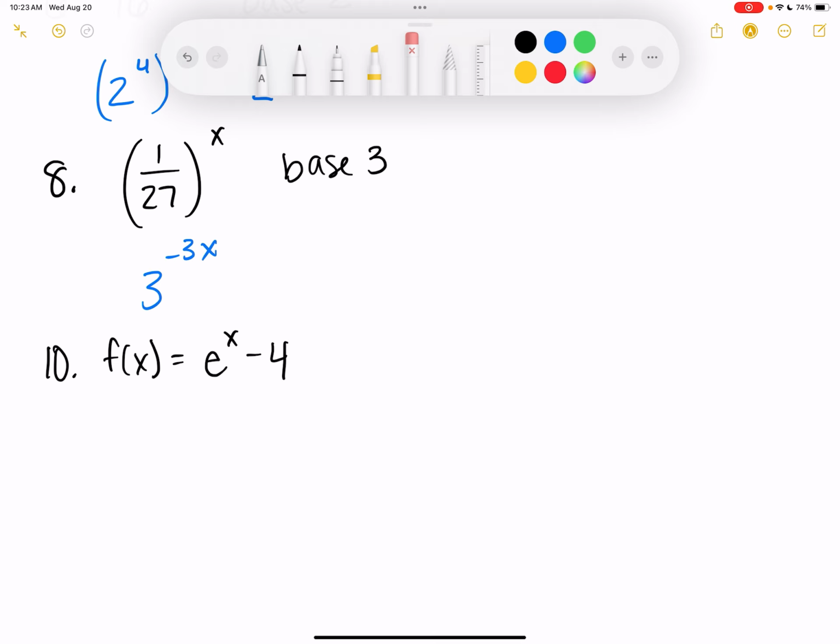So e to the x and then minus 4. And then Zoom 6 is standard. Where's the E button? Oh wait, I see. Above the ln.